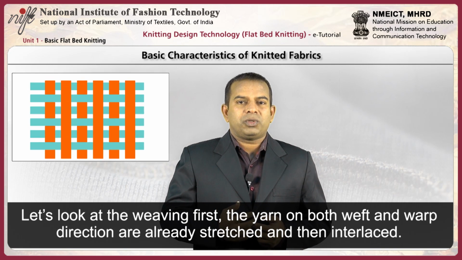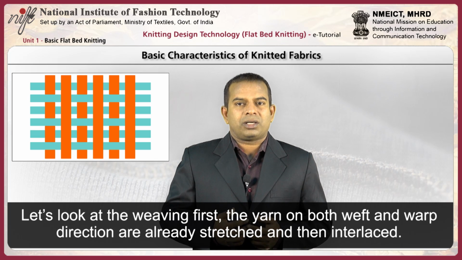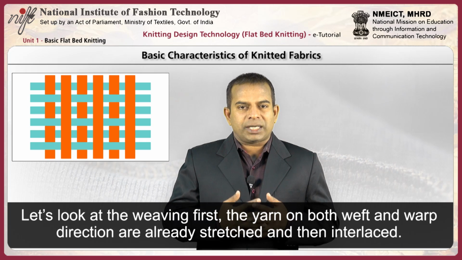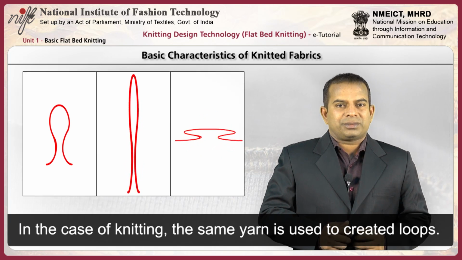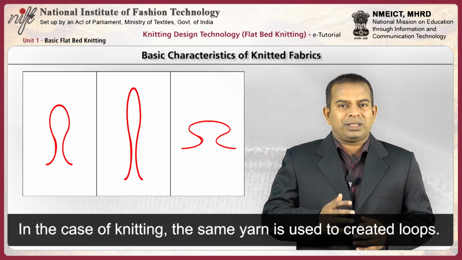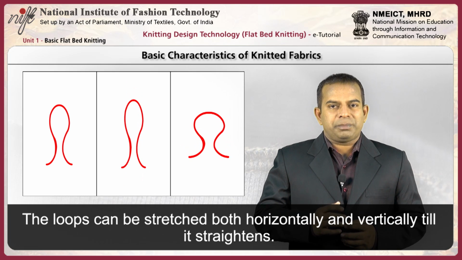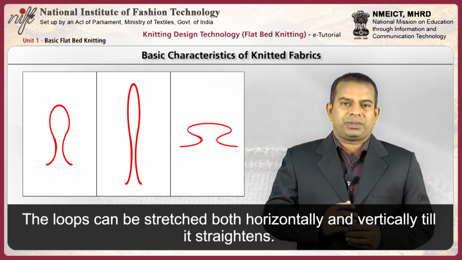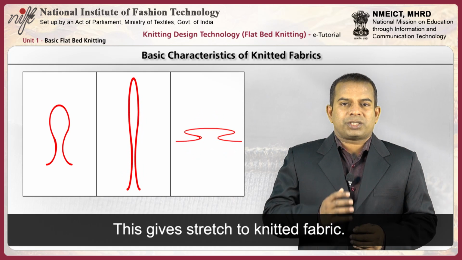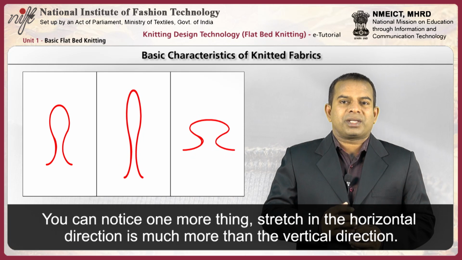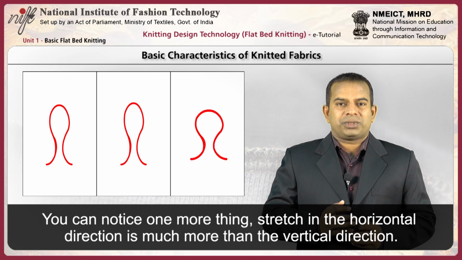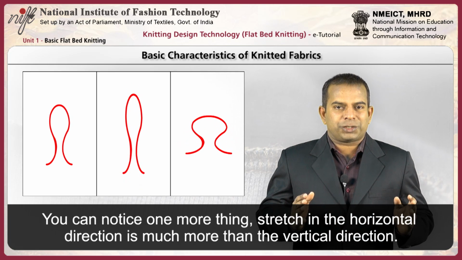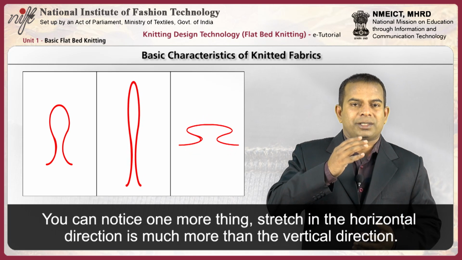The yarns in both warp and weft direction are already stretched and then interlaced. In the case of knitting, the same yarn is used to create loops. The loops can be stretched both horizontally and vertically till they straighten up. This gives the stretch to knit fabric. You can notice one more thing. The stretch in the horizontal direction is much more than in the vertical direction.